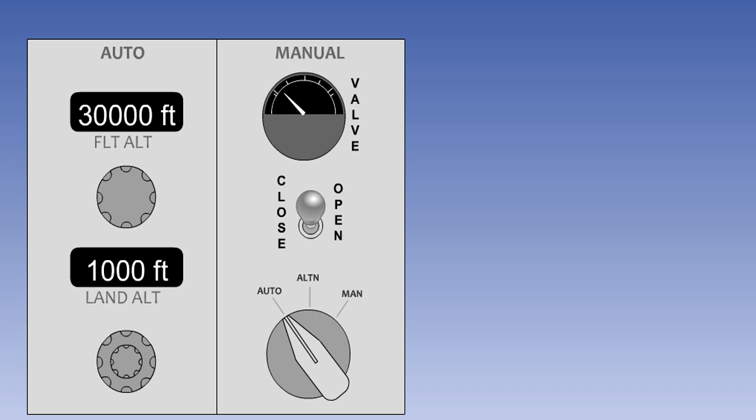We will now take a look at a typical flight to see how a typical pressurization system will operate in the auto mode. During his pre-flight preparation, the pilot will set the expected cruise altitude and the landing airfield elevation. In our example, the aircraft will be cruising at 30,000 feet, before landing at an airfield with a pressure altitude of 1,000 feet.